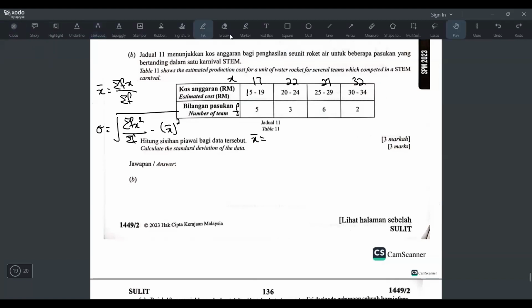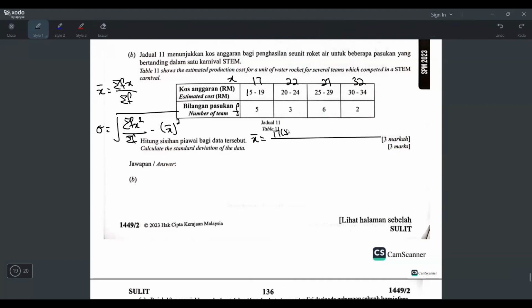Okay, so mean formula is sum of fx divide the sum of f, right? So you have to take x darab f, which is 17 times 5. Okay, it means midpoint times frequency. Tambah 22 times 3, tambah 27 times 6, tambah 32 times 2, divide with total frequency, 5 plus 3 plus 6 plus 2, and you will end up with 8 plus 6, 14 plus 2, 16 here, right? And then jumlah atas is 377. And when you tekan this, you will get 23.5625. Okay, so this is the mean. Now we can find the standard deviation.